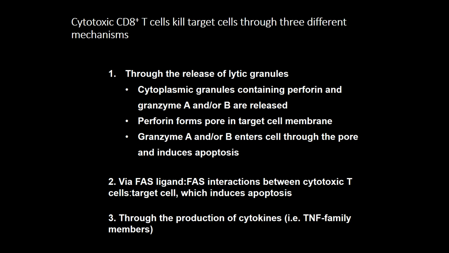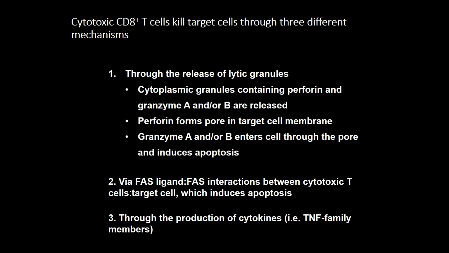Now, another mechanism is via Fas ligand, Fas interactions between the cytotoxic T cells and the target cell. So Fas ligand you find on the T cells, and Fas is on the target cell. So these are molecules on the surface. And so when the Fas ligand engages Fas on the target cell, it tells the cell to go through apoptosis.